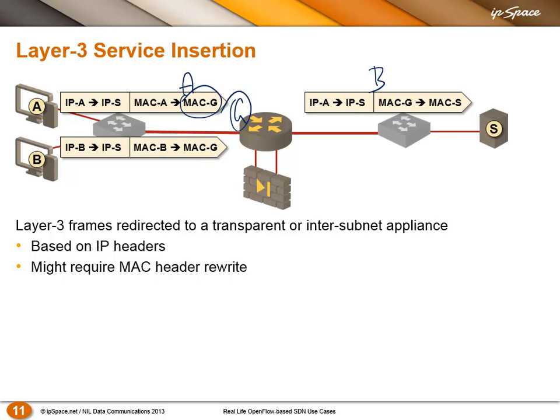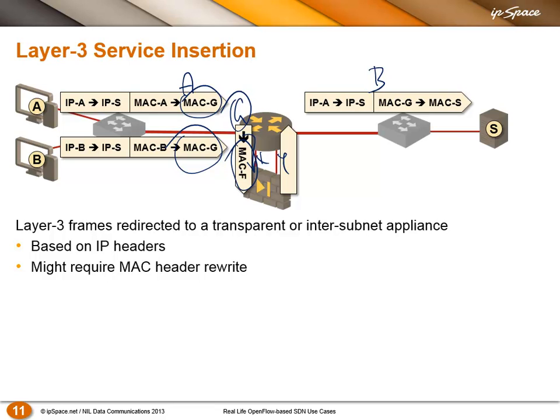Whereas if B sends the traffic to S, going to the same default gateway, this one would now redirect the traffic to the firewall. And now, depending on how you set things up, in all cases, the traffic will have to go to MAC address F. You can either do a MAC header rewrite on layer 2, or you can decide to turn this into one subnet, this into another subnet, and then the MAC rewrite would be automatic because now you're doing layer 3 forwarding.